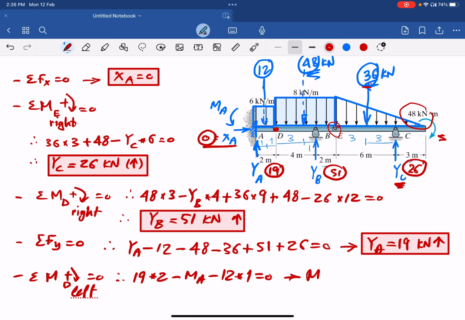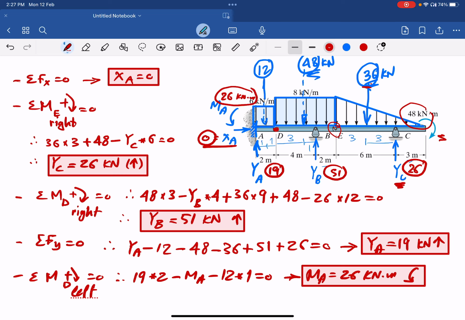And from here we can get the M at A equals how much? Let's take the MA to the other side. So it will be 19 times 2 minus 12 equals 26. So the MA is 26 kilonewton meter, and the same direction that we assumed, and this would be our last reaction. So the value here is 26 kilonewton meter. Okay. Now we found all the reactions, but as I told you, always you have to make a check.